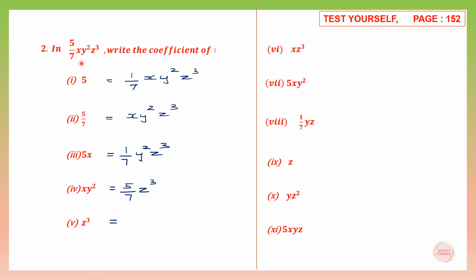Next one is we have to leave out z cube. Look at the question. Z cube is right at the end. Leave that out and write the rest of it. So that will be 5 by 7 x y square. We are leaving out z cube.